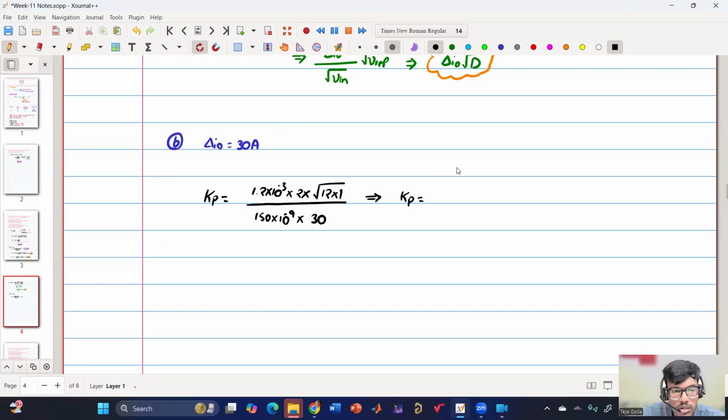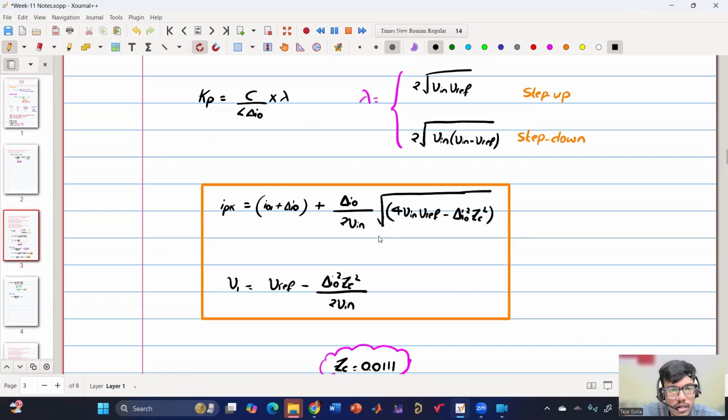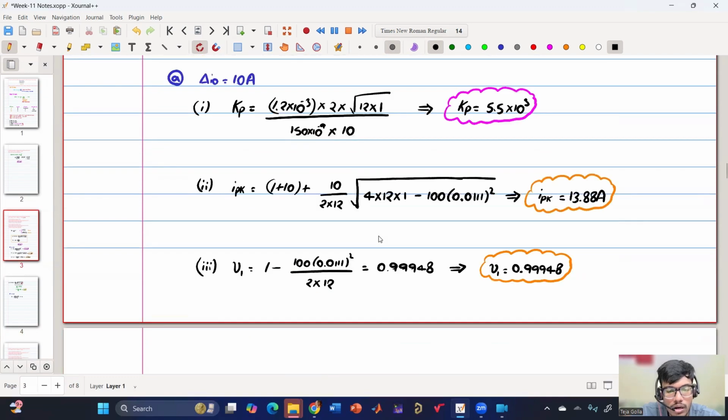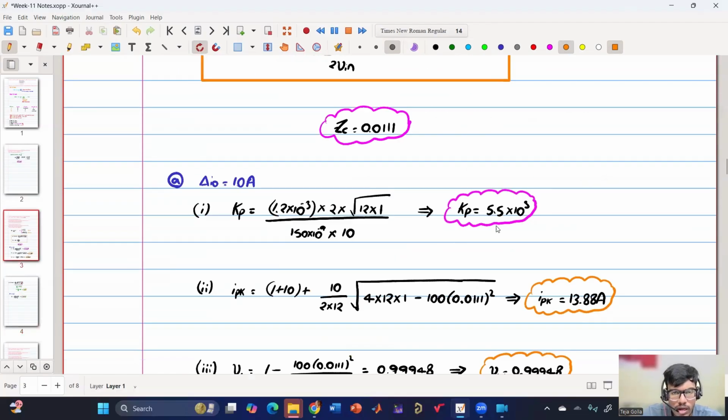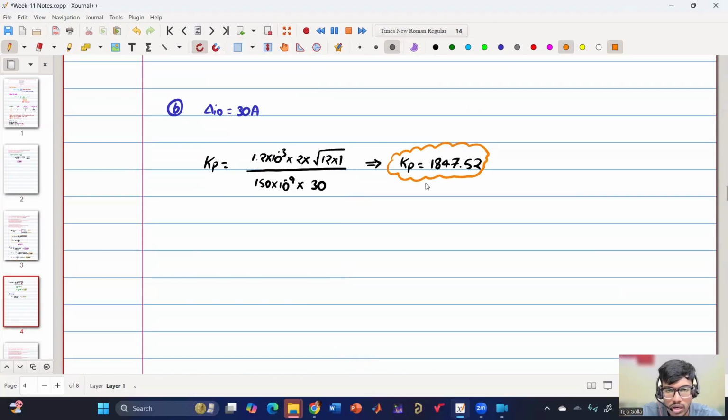Is this what you are getting, or did I make any mistake? Sir, 1.83, 1.84. Okay, yeah. So I'm getting 1.847 into 10 to the power 3. So I got 1847.52. So now if you see, this is lesser gain compared to what we have obtained previously, because delta I naught has increased. So now here we got 5,000 something, here we got 1,800 something. Again, we have to check whether it is practically implementable or not. Then we will not get time optimal response, but we'll get suboptimal or near time optimal response. So we have calculated KP.